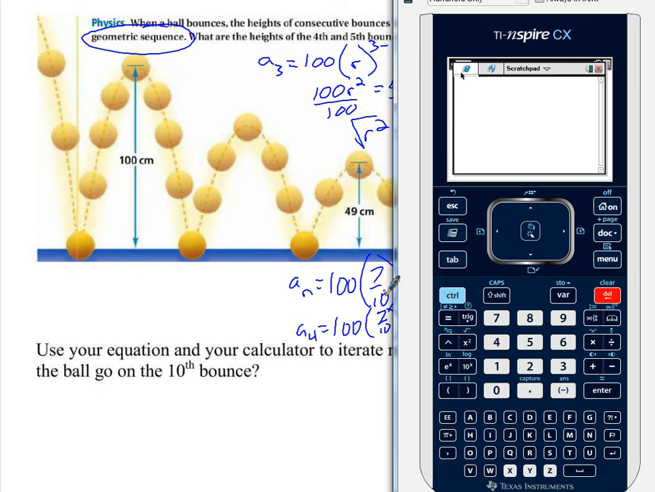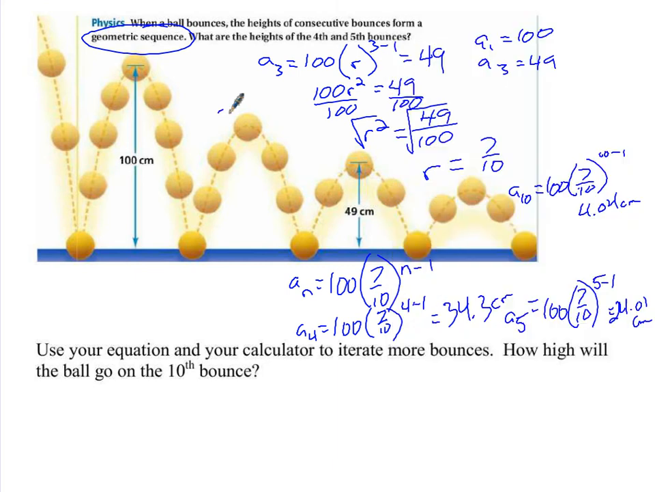So to set up this iteration, I'm going to type in 100 and press enter so that my answer is stored. Why am I using 100? That's my first bounce. That's my first term. And now I'm going to multiply by the common ratio to get my next term. My common ratio is 7/10. So 7 divided by 10 and press enter. And there you go. The second bounce actually went up 70 centimeters.